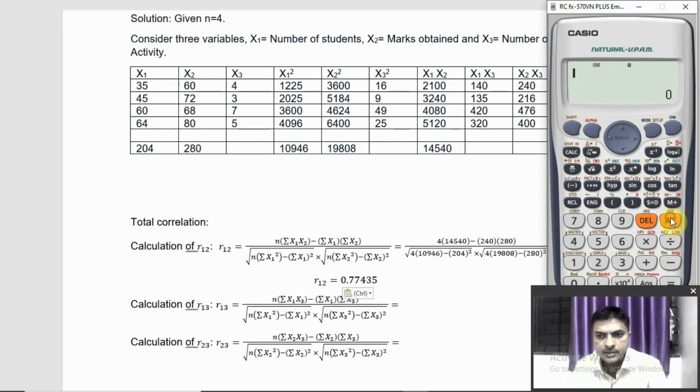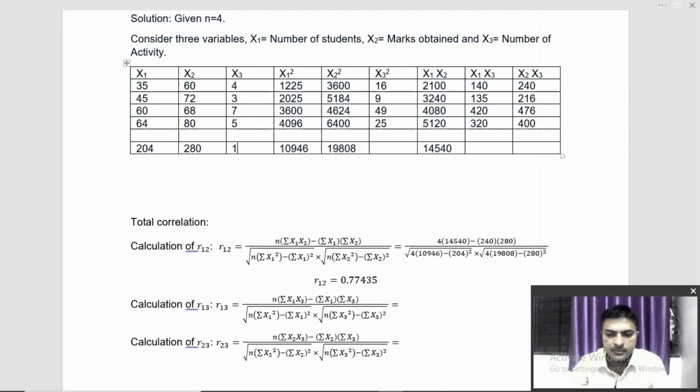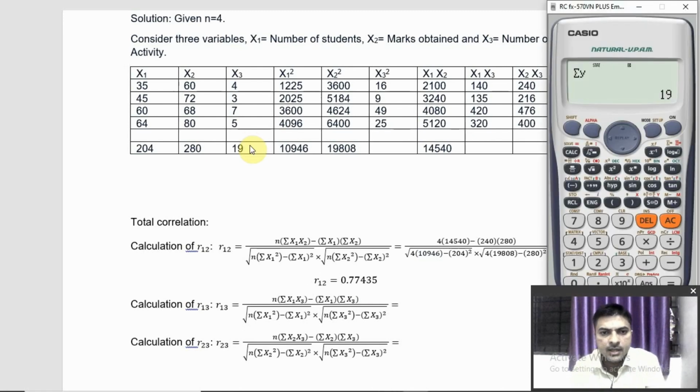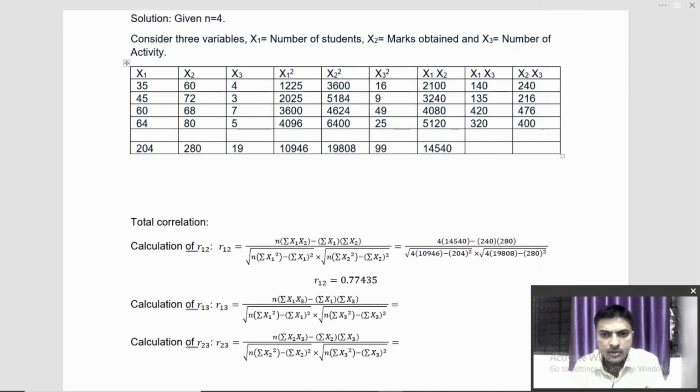Now press AC. Yes, one by one again. Shift 1, 3. But for x1 we have already done the summation, don't do it once again, you will get the same answer. We'll go to 4, that is summation x3, so I get here 19. You can check, this is 19. Now again I want summation x3 square. Shift 1, 3, 3, so you get 99. Just pressing, very easily got all the values, friends.